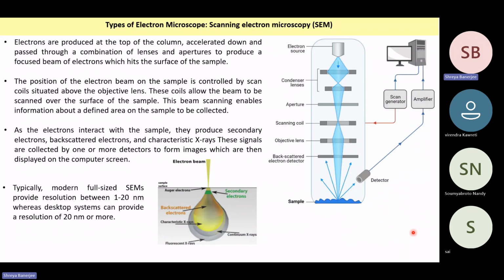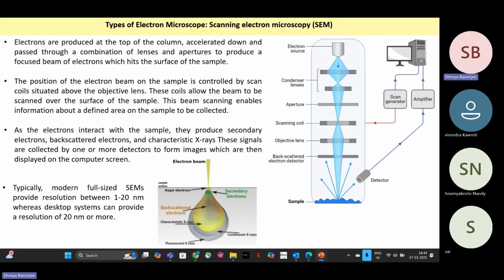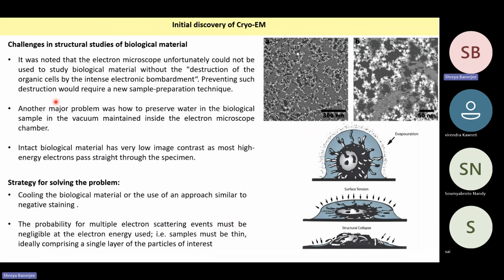So that is an advantage of SEM over TEM. Now, there are certain challenges when you are studying the structure of a biological material. It was noted that electron microscopy unfortunately could not be used to study biological material without the destruction of the organic cells by the intense electronic bombardment. So then there is no point, right? If you're observing the cell, but the cell itself is dying, then it is not a very good method.